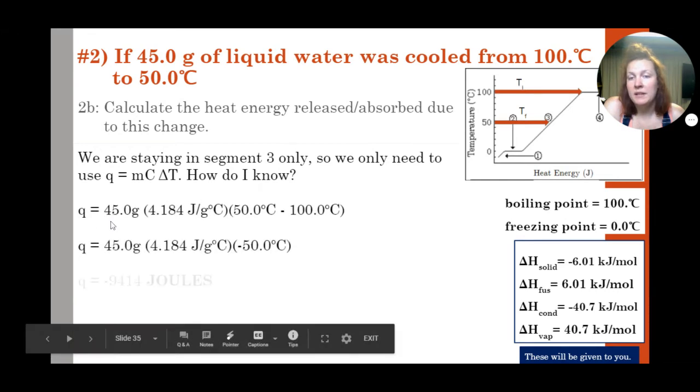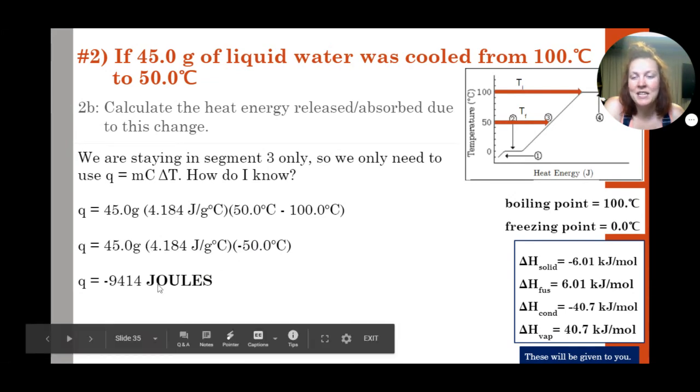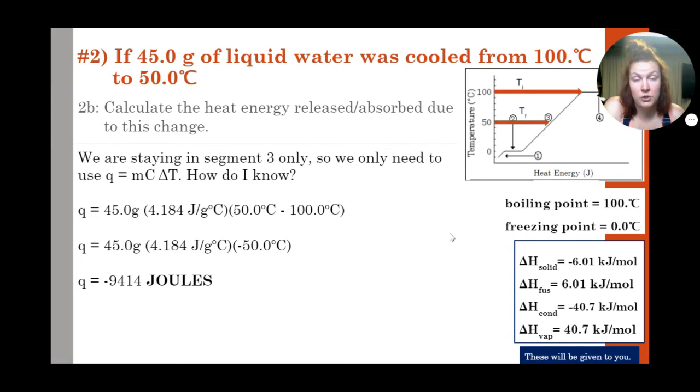So my setup should be as follows: 45 grams times 4.184 joules per gram degree Celsius, which is the specific heat of water. That's a standard, that's a constant that we use, we give it to you. And then we have the delta T, which is T final, which is 50, minus T initial, which is 100. So that gives us negative 50 degrees Celsius. I plug that into my calculator, multiply them all together, and I end up getting negative 9,414 joules.